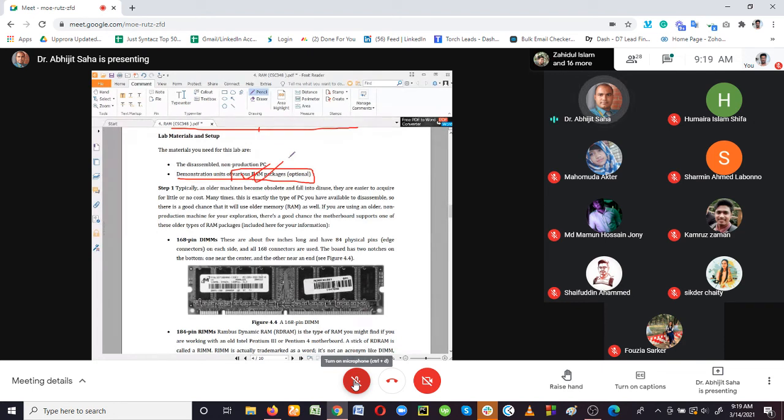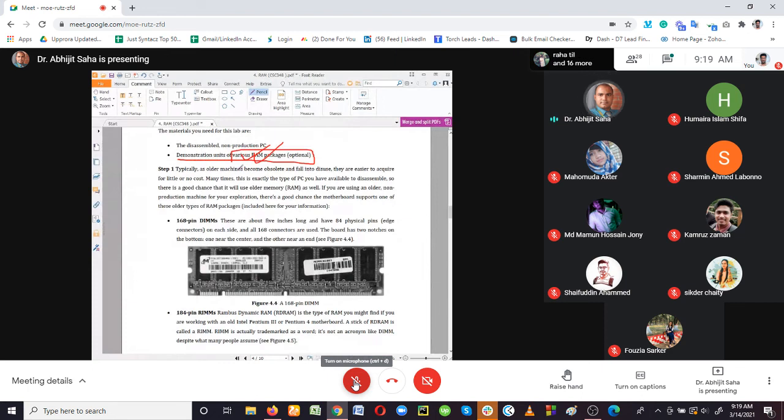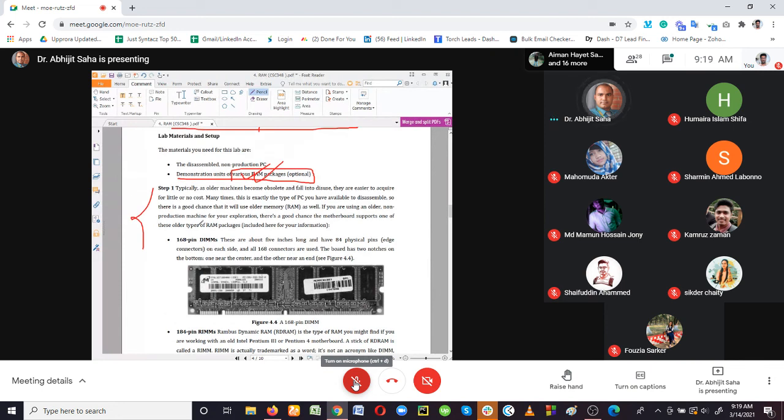And by physically seeing them, you'll be able to compare and identify what type of RAM it is. That is what it is trying to show you here: some of the RAMs. Step one: typically, as older machines become obsolete and fall into disuse, they are easier to acquire for little or no cost.